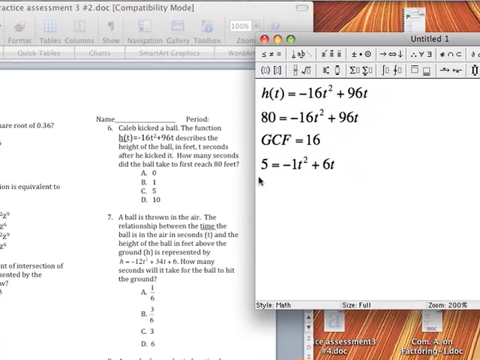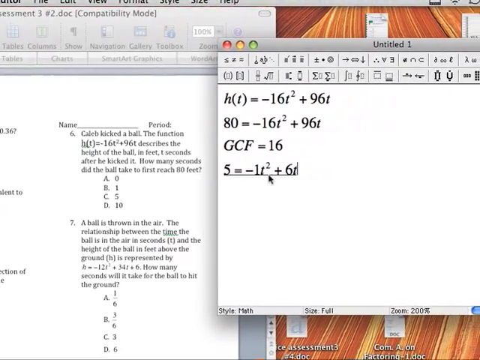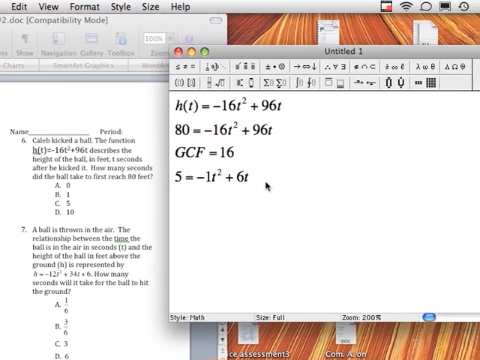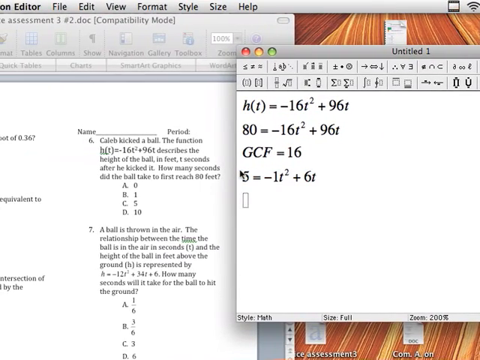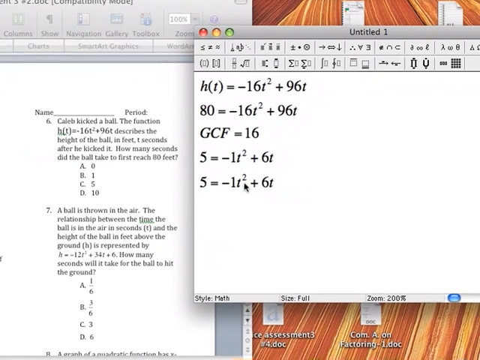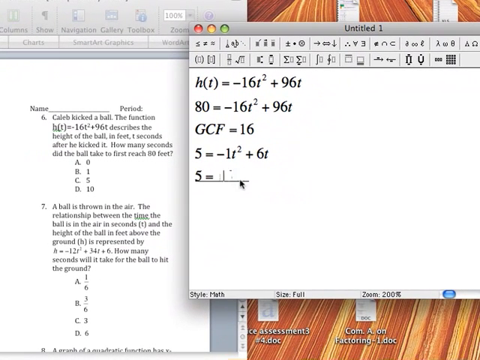So let's start substituting. Well, I can substitute 0. So let's see if 0 would work. I could replace t with 0, and then this whole thing would be 0, and this whole thing would be 0. I don't think that's going to work very well. So let's try something else.